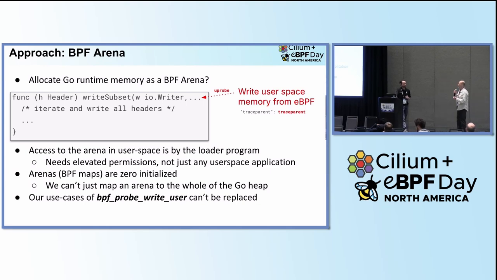At the same time, BPF maps are zeroed out by default. So you can't just put the whole Go heap where you want to write, because as soon as you map your Go heap to the BPF arena, it gets whacked with zeros, so your program crashes. Therefore, we think our use case cannot be replaced with BPF arena.